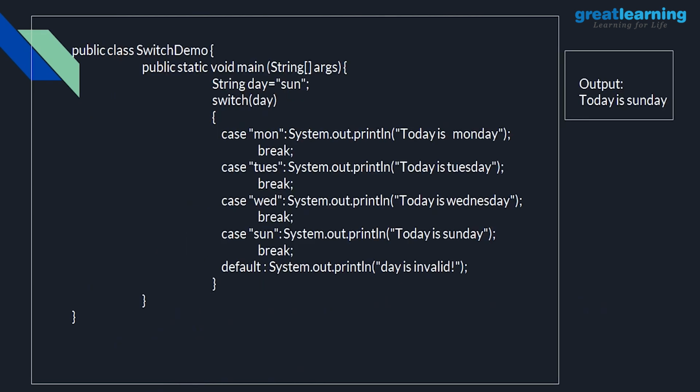Now let's see the demo of how to write it. For example, this is the code that is written here: string day equal to sun. Now switch day, this day has been passed. What will be the value in day? Sun. Will the first case be executed? No. Second case? No. Third case? No. The fourth case matches with sun, and we will print the output, today is Sunday. Then we will break from this condition, so the default case will not be executed. Okay. When will the default case be executed? If none of these cases match. Cool. Done with this switch case.